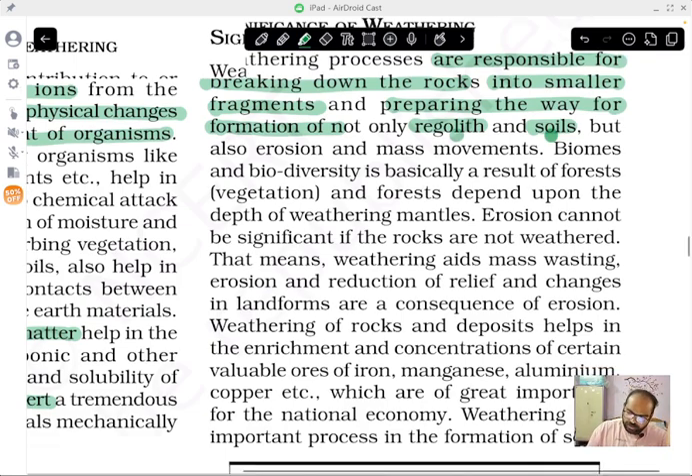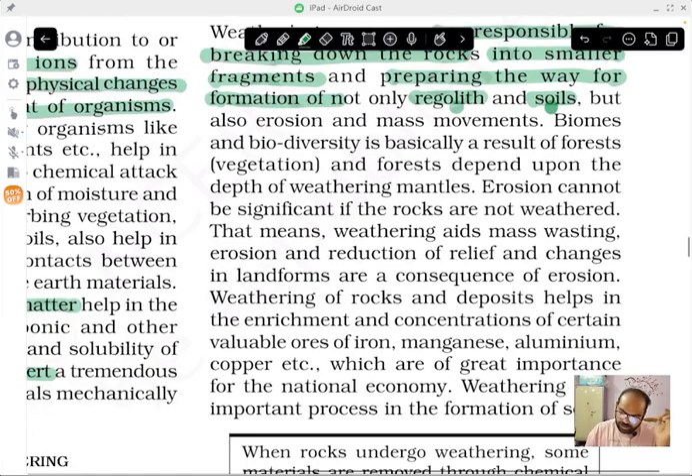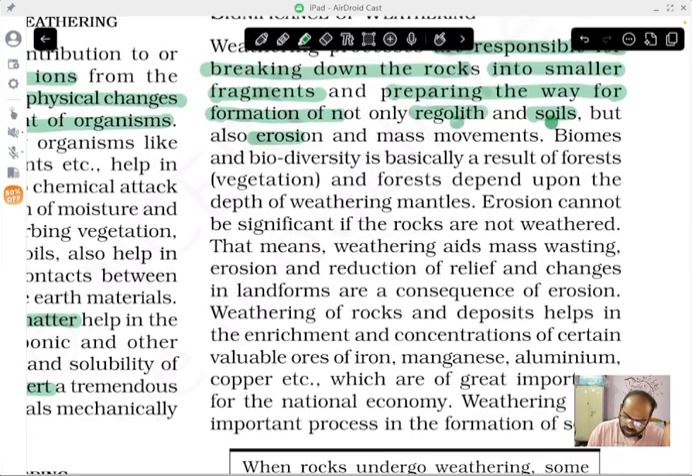Okay, but also erosion and mass movements. If weathering takes place, it also speeds up the process of mass movement and erosion. So if a rock or earth material is already weathered, it is easy for it to slide down a slope, or it is easy for water or wind to carry it. Okay, so it speeds up the process of erosion and mass movement.